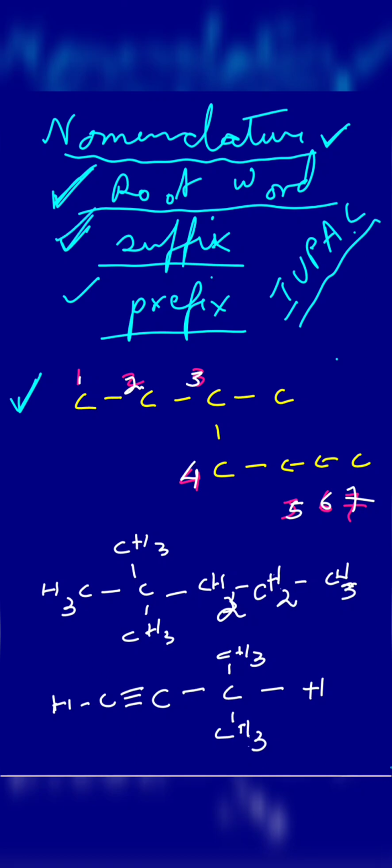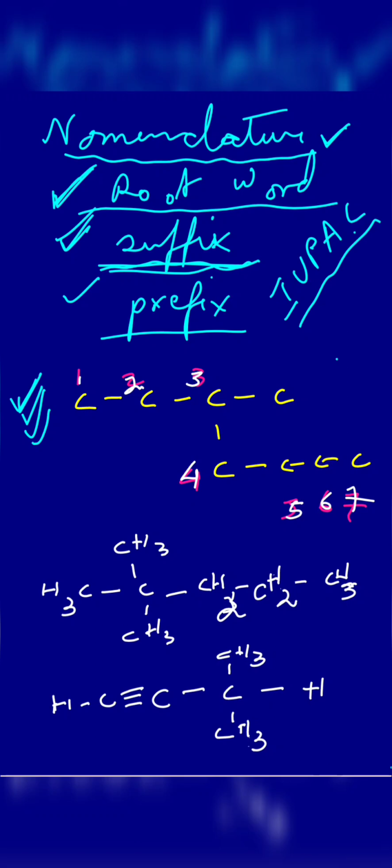Next one is the suffix. Is it hepten, heptene, heptine? That suffix, ane, ene, yne, depends on the bonds. If it has only single covalent bonds, then it ends with ane, as in this particular example, hept-ane. But if it has double bonds, then it will be heptene.